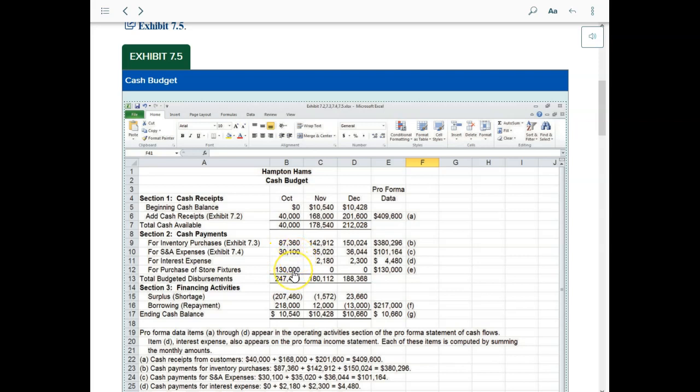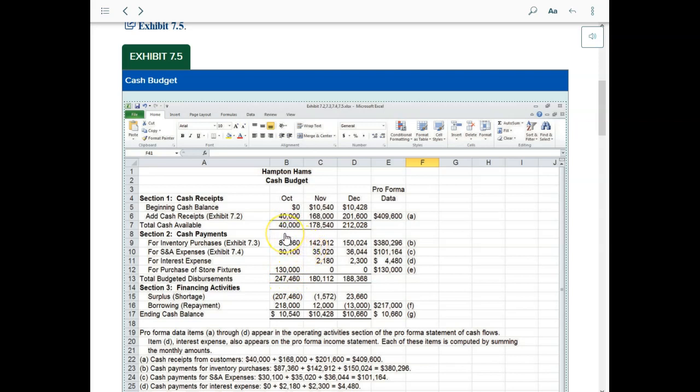And they also said, well, we need to buy in this first month store fixtures. And that was not in a previous budget. That's just something they told us in some of the reading a page or two ago. So this company for October expects to pay out in cash $247,460. That's quite a bit compared to the cash coming in.